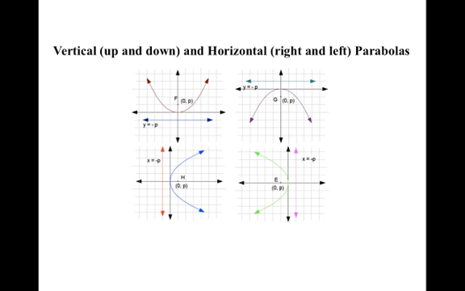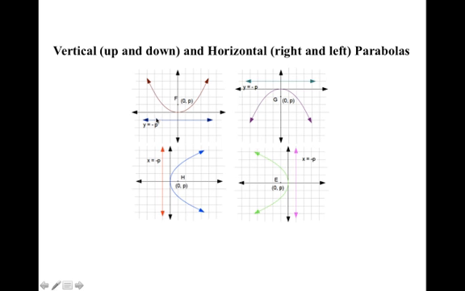There are two basic types, which then break down into 4 types of parabolas. There's vertical and there's horizontal. Vertical parabolas either open up, they're smiling at you, or they open down and they're frowning at you. Now these are the same type that we've studied before.